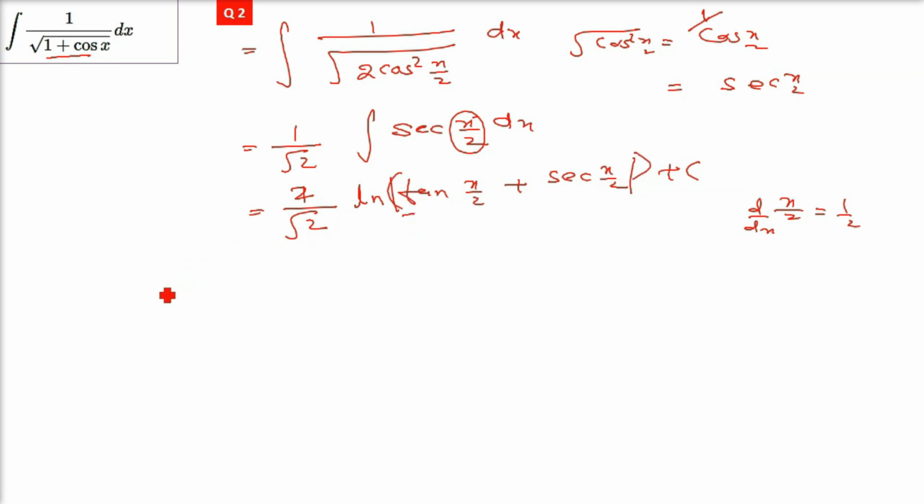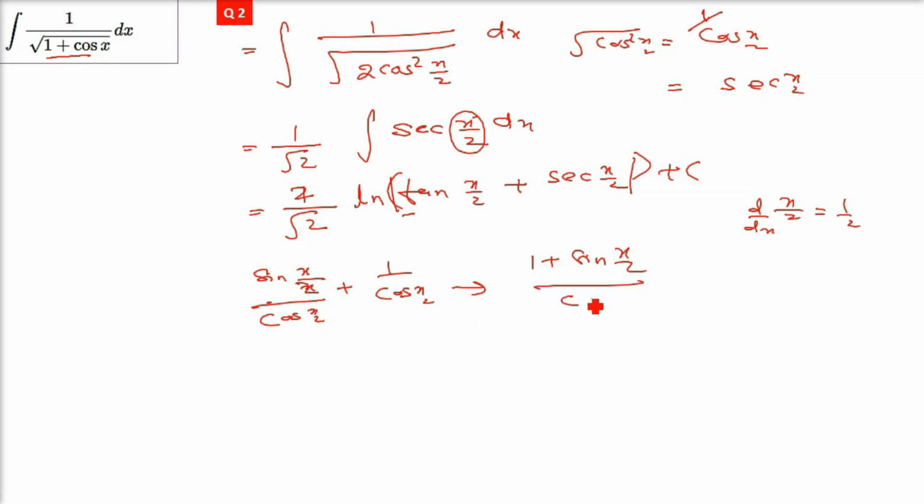Let us take this separately and try to resolve it. Tan x by 2 is simply sin x by 2 by cos x by 2, like sin theta by cos theta. Plus sec x by 2 is 1 by cos x by 2. Now since the denominators are the same, the numerator becomes 1 plus sin x by 2, divided by cos x by 2. So we'll apply this formula here: 1 plus sin x by 2 by cos x by 2.